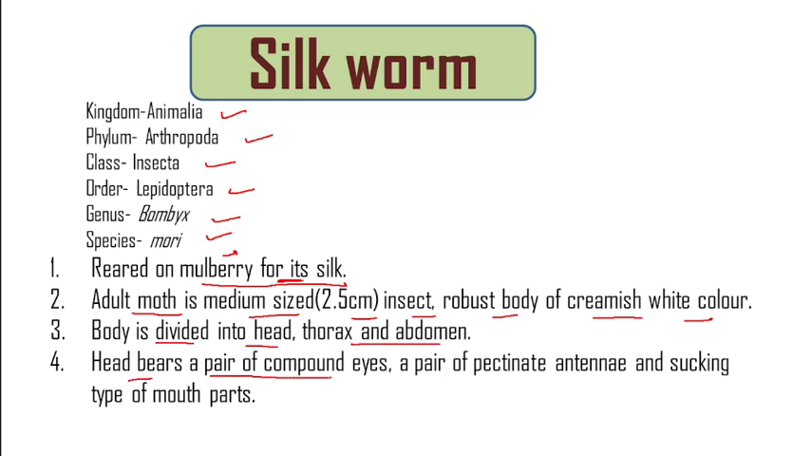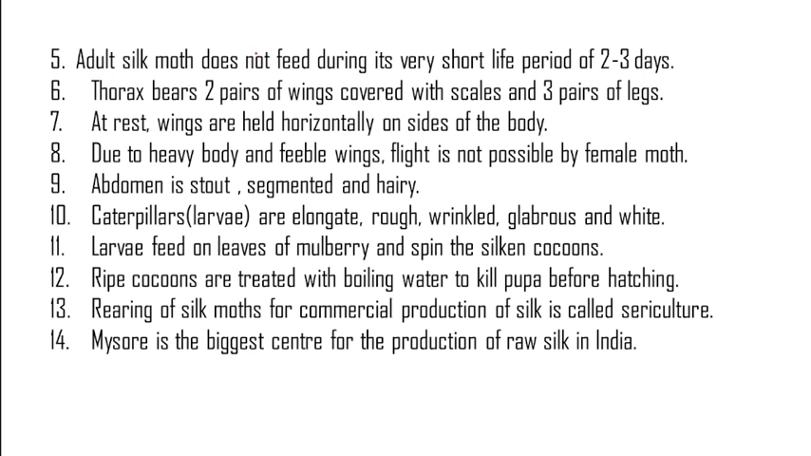Head bears a pair of compound eyes, a pair of pectinate antennae and sucking type of mouth parts. Adult silk moth does not feed during its very short life period of 2 to 3 days. जो अडल्ट होता है उसका लाइफ पीरियड जो होता है only 2 to 3 days होता है.